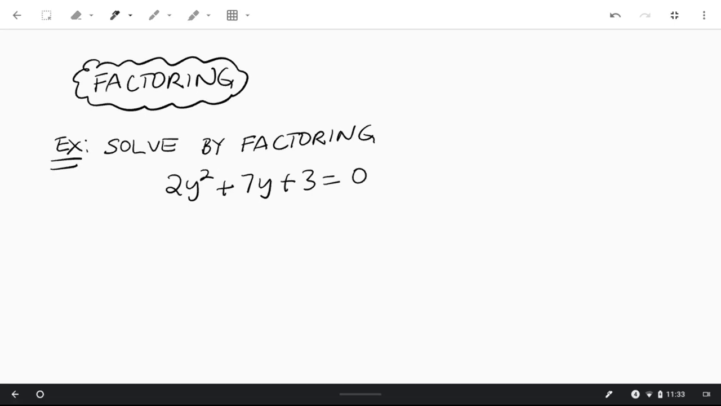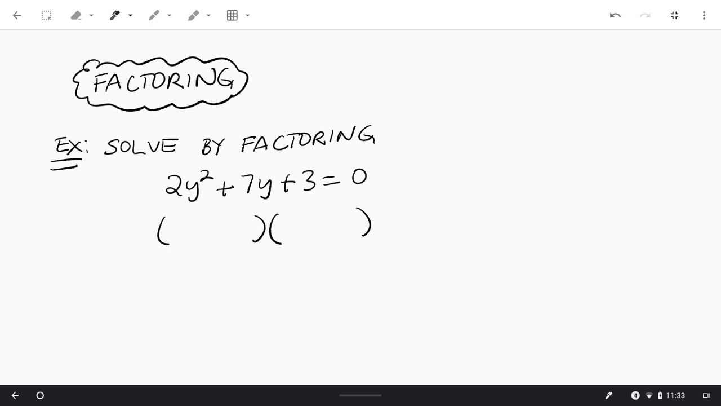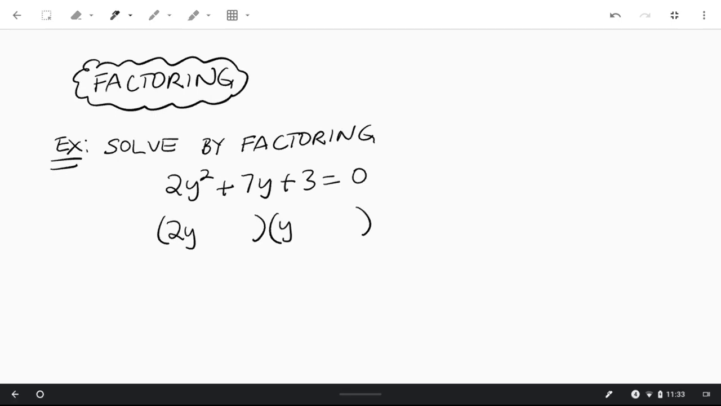Okay, so if I'm trying to factor this, I need to figure out what times what will give me 2y squared. What times what gives me 2y squared? So we have 2y times 1y. Okay, and that's what gives me this 2y squared. Okay, now I want to make positive 3. Okay, so I need to think, well, what times what will give me positive 3?